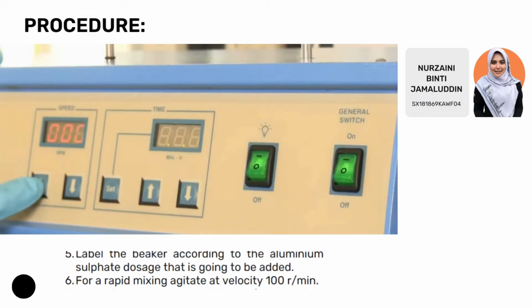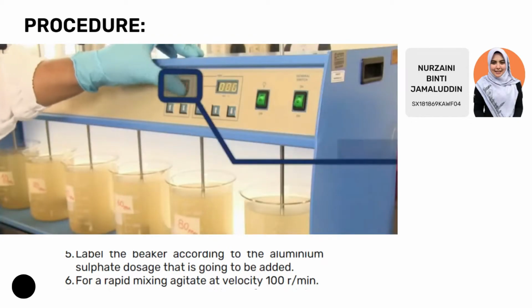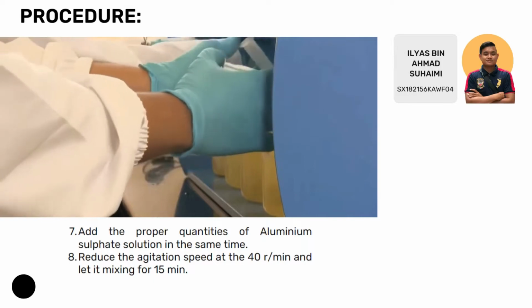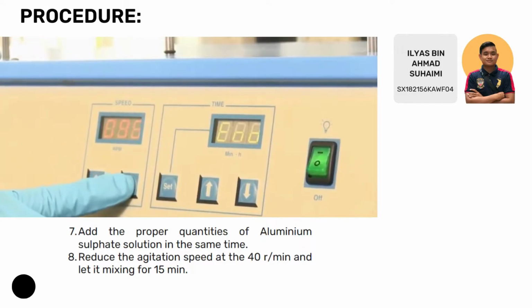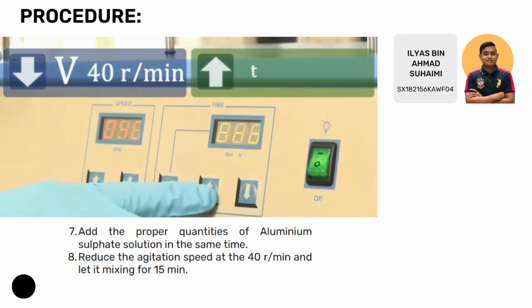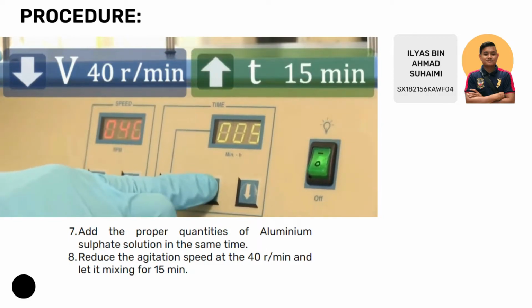Start a rapid mixing agitation at a velocity of 100 rotations per minute. Number 7, add the proper quantities of aluminium sulfate solution at the same time. Number 8, reduce the agitation speed to 40 rotations per minute and let it mix for 50 minutes.